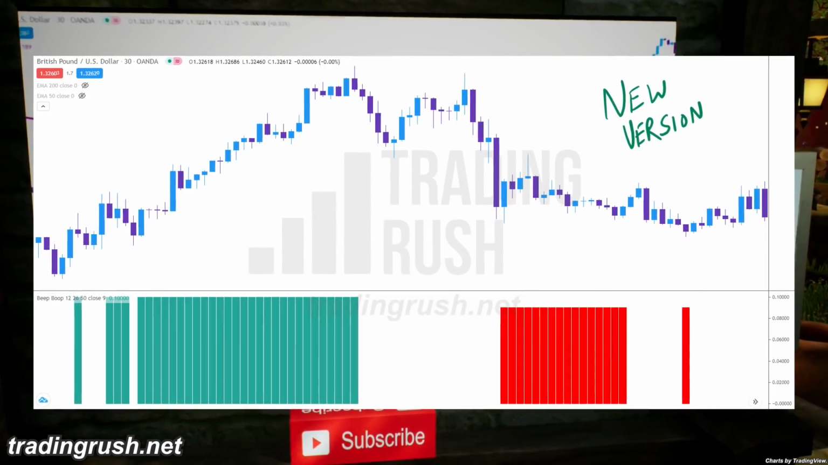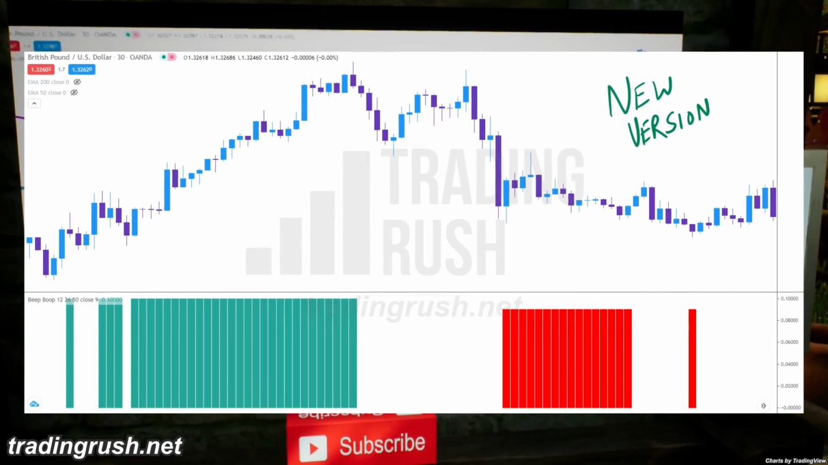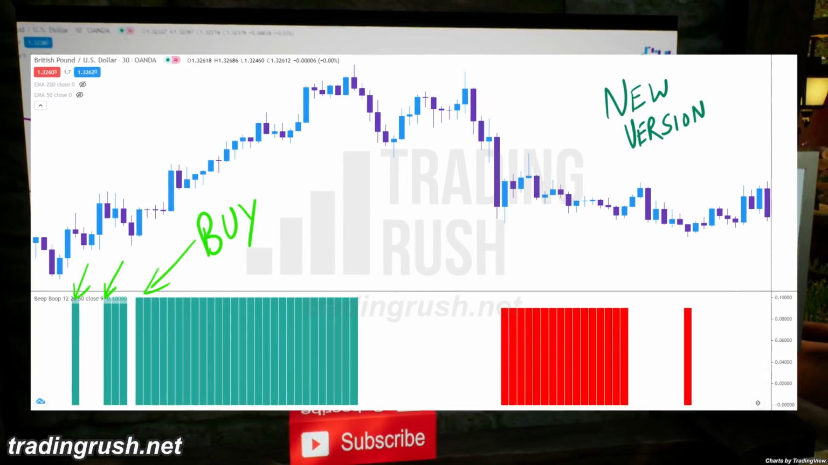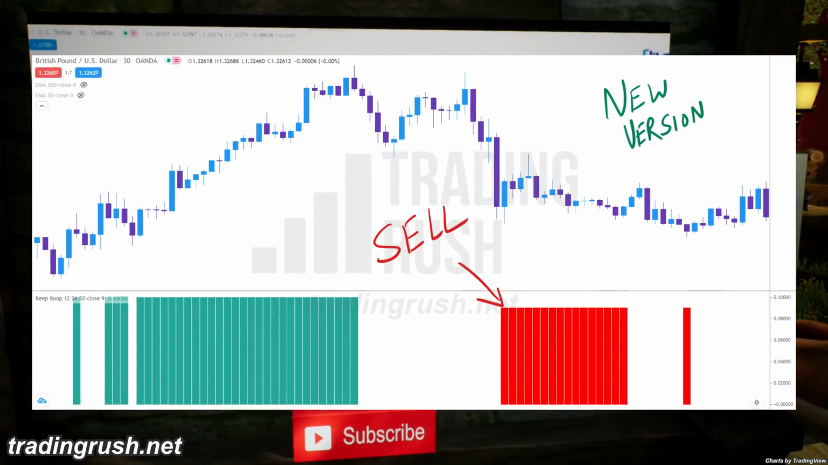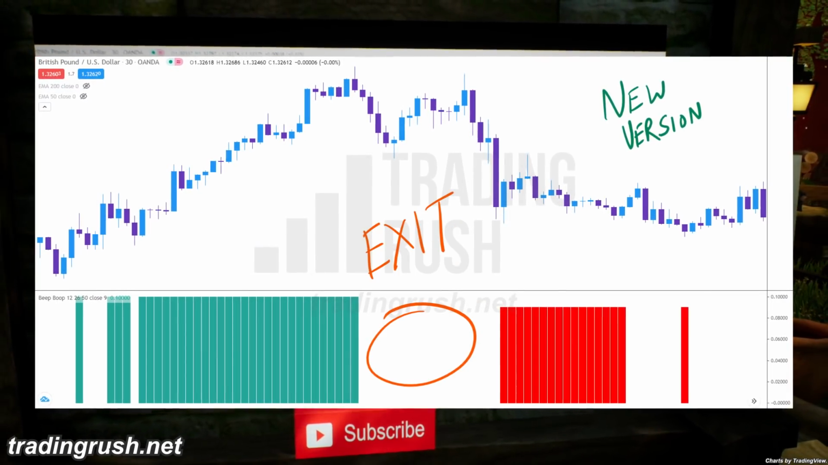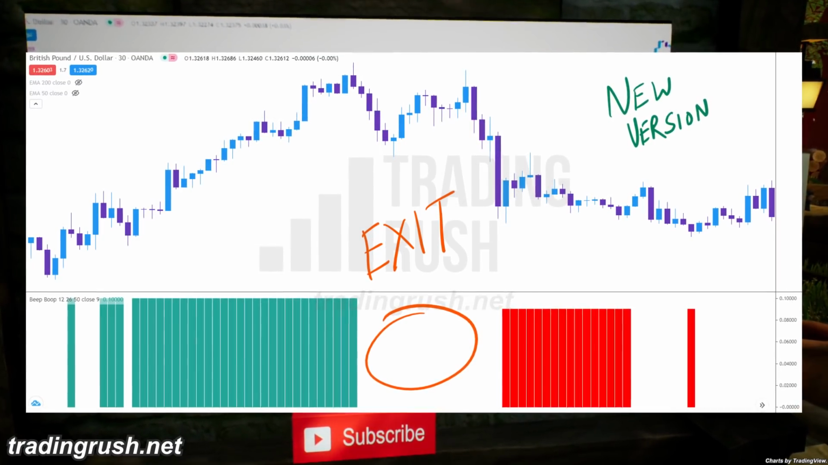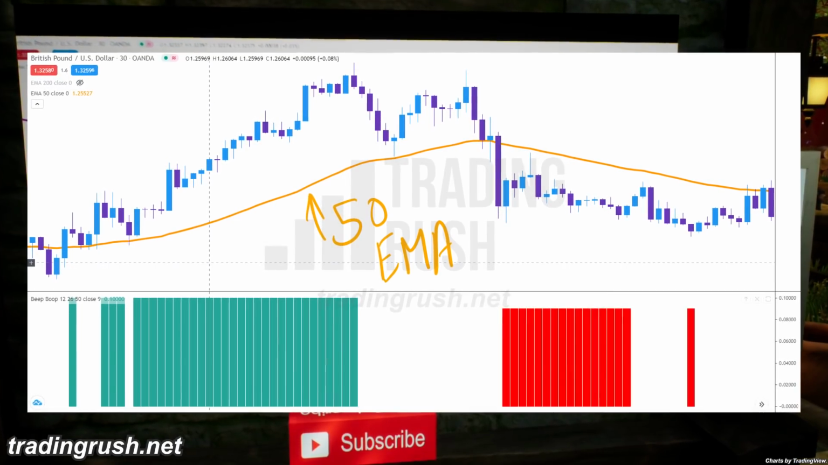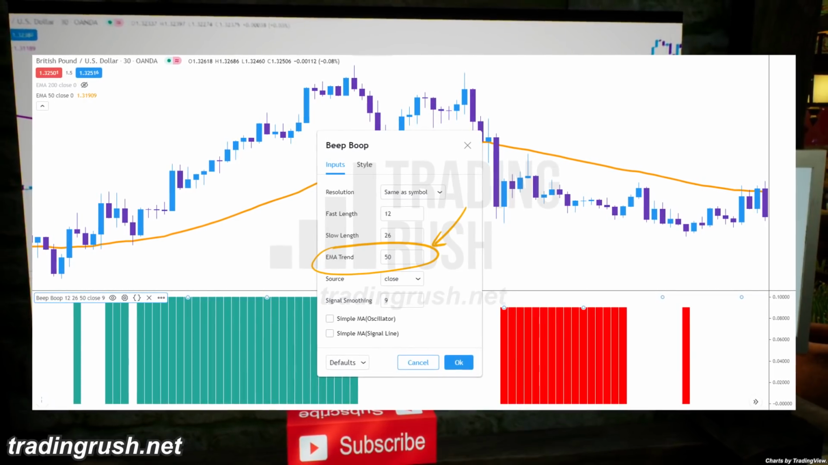The new version of the Beep Boop indicator is better, because it gives buy and sell signals at the same time. In the new version, the long entry signal is when the first green bar appears, and the sell signal is when the first red bar appears. Furthermore, an exit signal is when the white bar appears for the first time. Also, in the new version of the Beep Boop, price doesn't always have to be above or below the 50-period moving average. You can change it anytime you want.